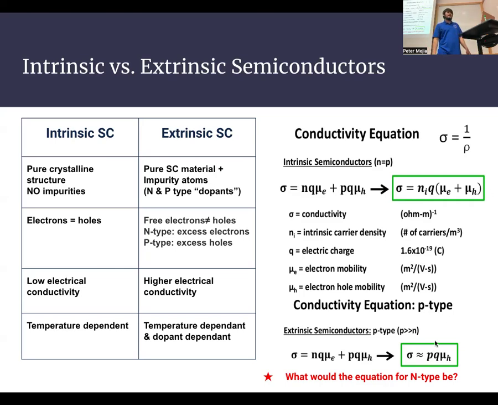So can anyone guess what the equation for an n-type semiconductor would be? The reverse: n q mu of e, yeah, exactly. It's not mu of h. Mu, in case you didn't see, is the mobility, which has this kind of odd unit of meter squared per volt second. Extrinsic semiconductors also have higher electrical conductivity, and it's temperature dependent and dopant dependent, obviously because there are now dopants.